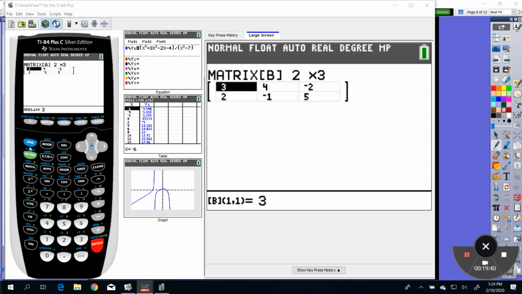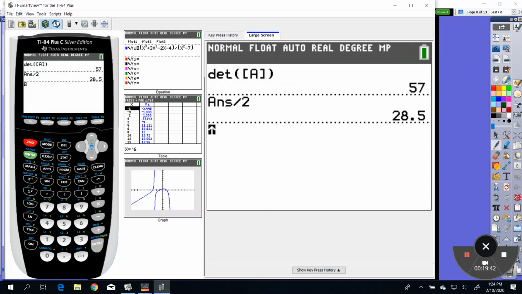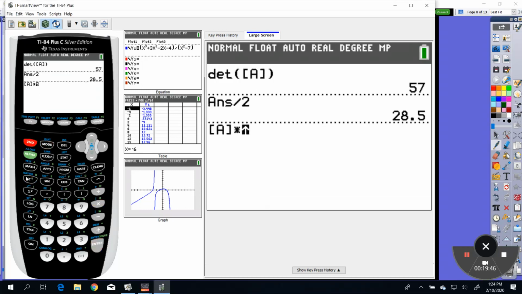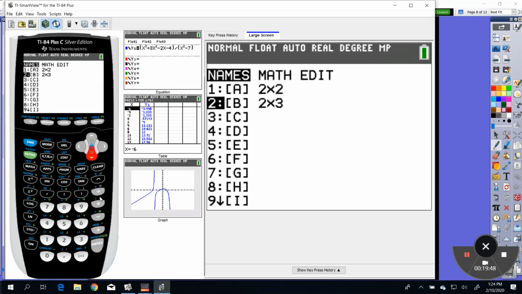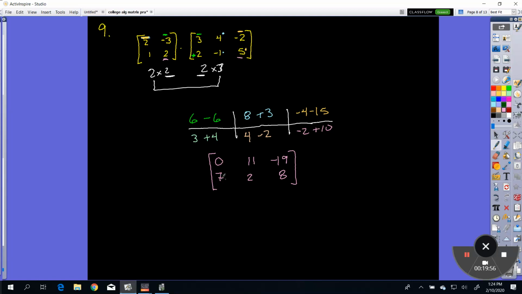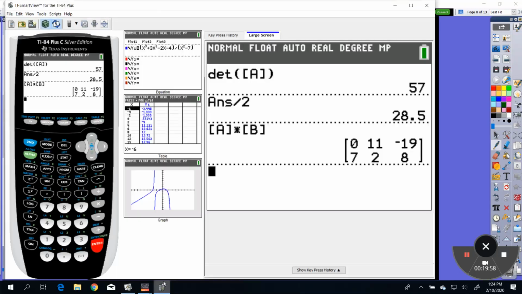Okay, and so once I'm done with that, I can go out of my matrix. I go second matrix A times second matrix B. Hit enter. I get 0, 11, negative 19, 7, 2, 8. So that's the same thing as we had on our calculator. And so that worked out right.